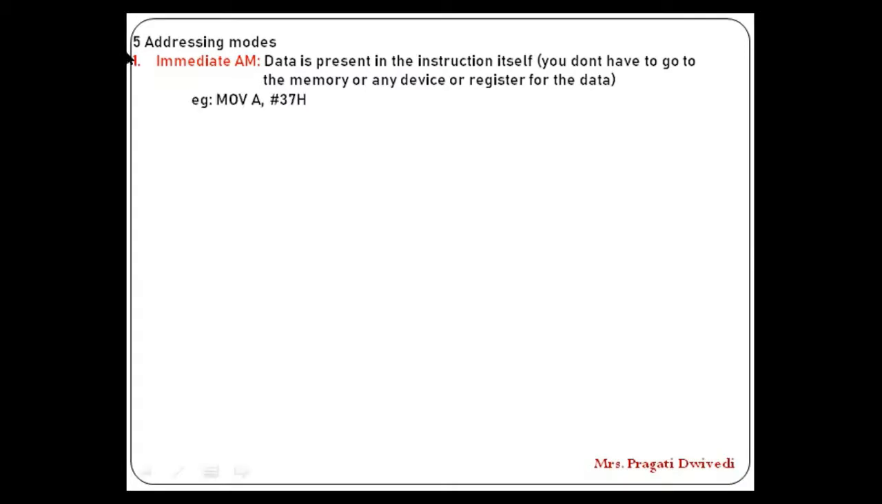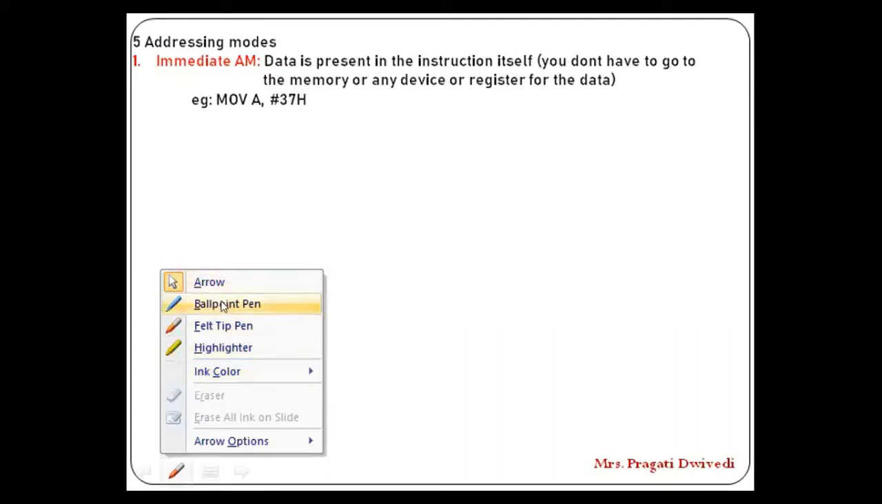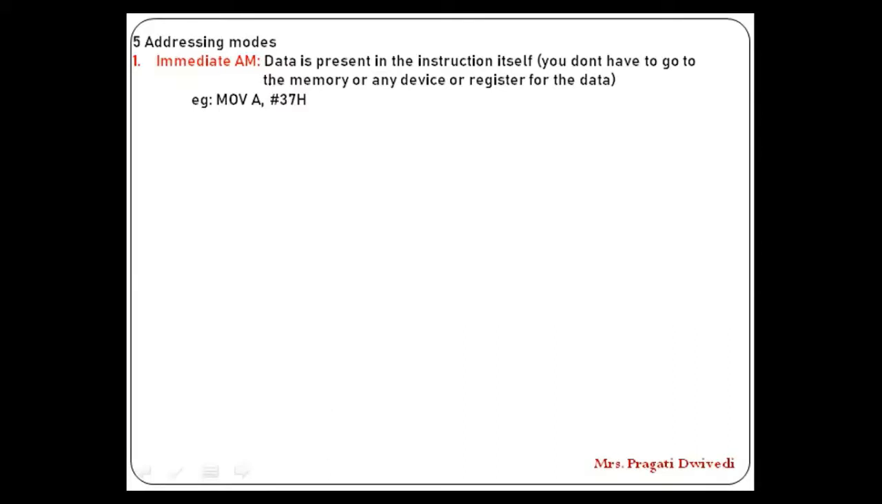So the example is MOV A, #37H. Now this hash is very important. It is through this hash that you actually get to know that this is an example of immediate addressing mode. So the moment you look at this hash, you have to understand that this is an example of immediate addressing mode. What is this instruction doing? In this instruction, you are taking this data 37H and moving it into the accumulator.